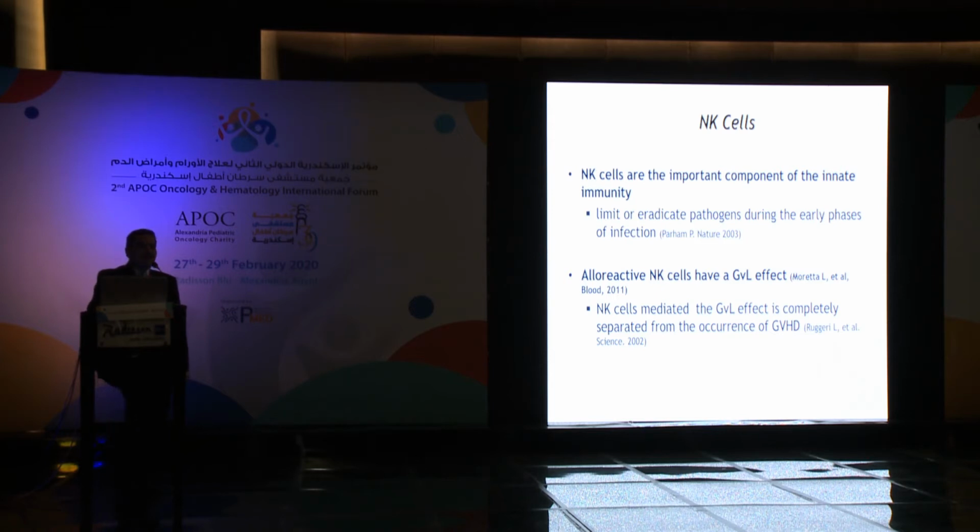So NK cells are the important component of the innate immunity, and they basically limit or eradicate pathogens during early phases of infection. And alloreactive NK cells have a GVL effect, and the NK-mediated GVL effect is completely separated from graft versus host disease. So in summary, NK cells could promote the graft versus leukemia effect, but at the same time avoid graft versus host disease.